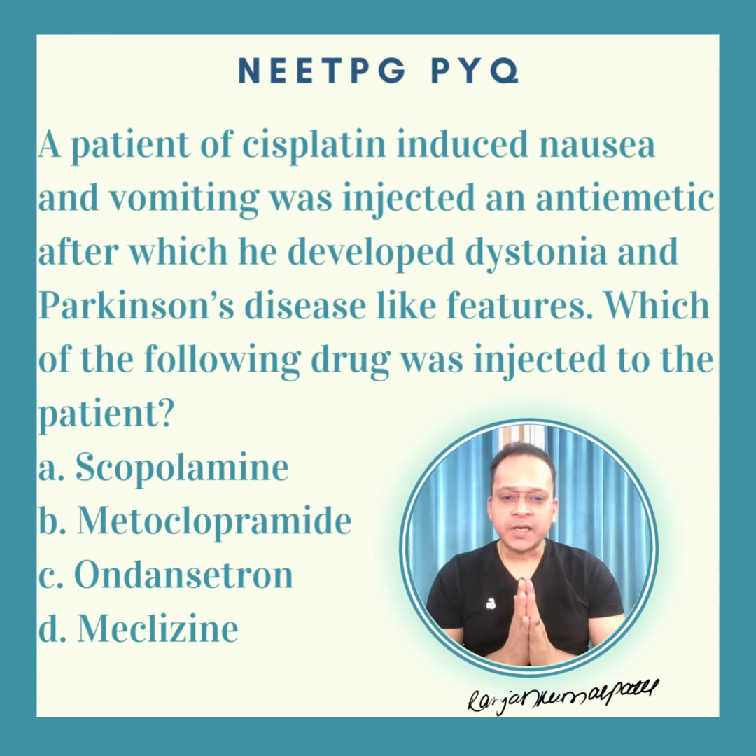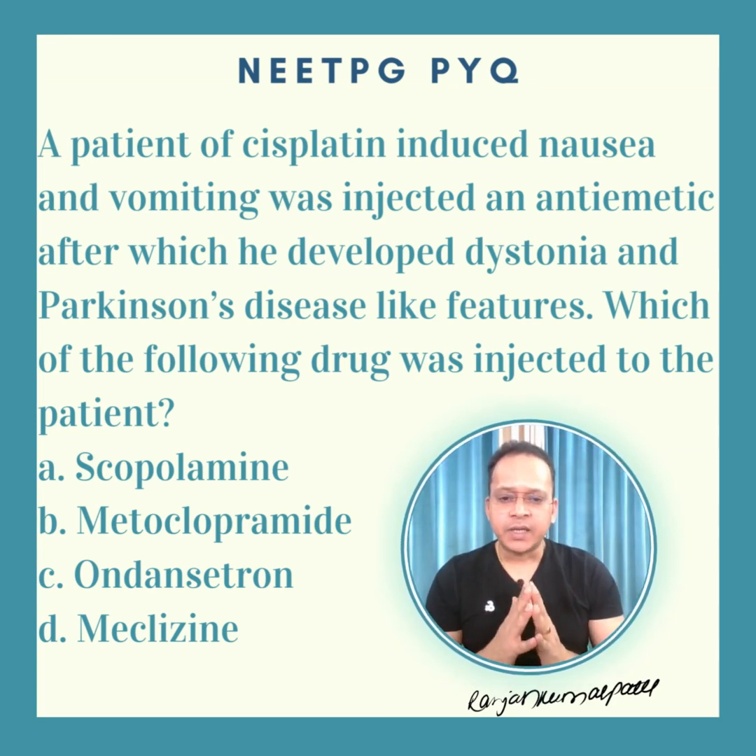A patient of cisplatin-induced nausea and vomiting was injected an antiemetic, after which he developed dystonia and Parkinson's disease-like features. Which of the following drugs was injected to the patient? Look at the options. Option A, scopolamine. B, metoclopramide. C, ondansetron. D, meclizine.